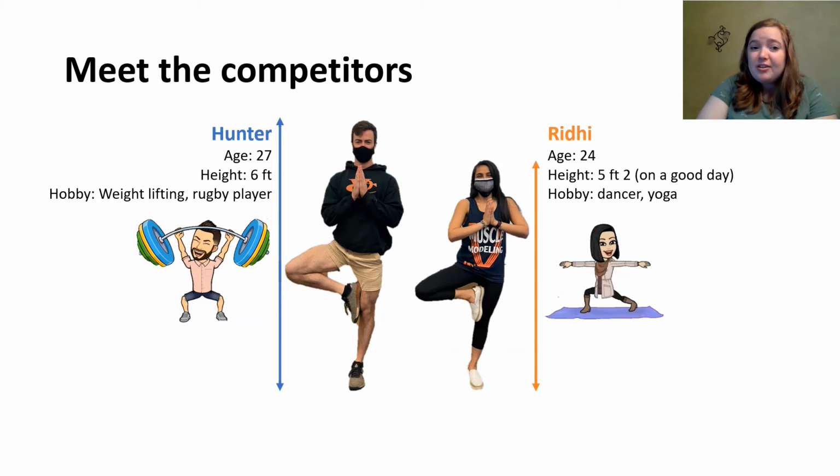We have our two competitors, Hunter and Riddy, and Hunter is a weightlifter and does rugby. And that means he's doing a lot of explosive, quick movements. Whereas Riddy, she's a dancer and does yoga. So she's stretched out and holding these stretched positions. And so we know our muscles and our tendons adapt to what activities we're doing, but there's also differences when we have height, and we can see they're pretty different in terms of height. And we can also see that they are different genders, so there's a difference there as well. And so we're kind of exploring all of these differences when we look at this.